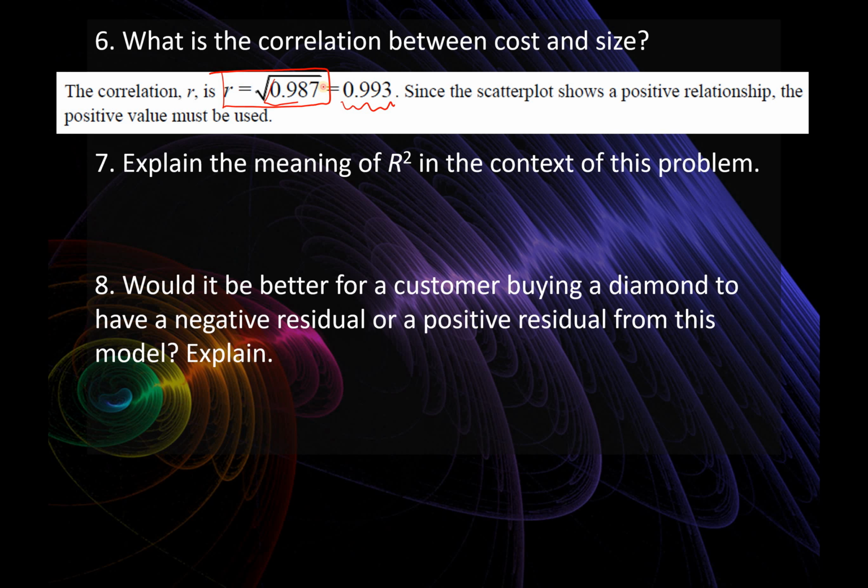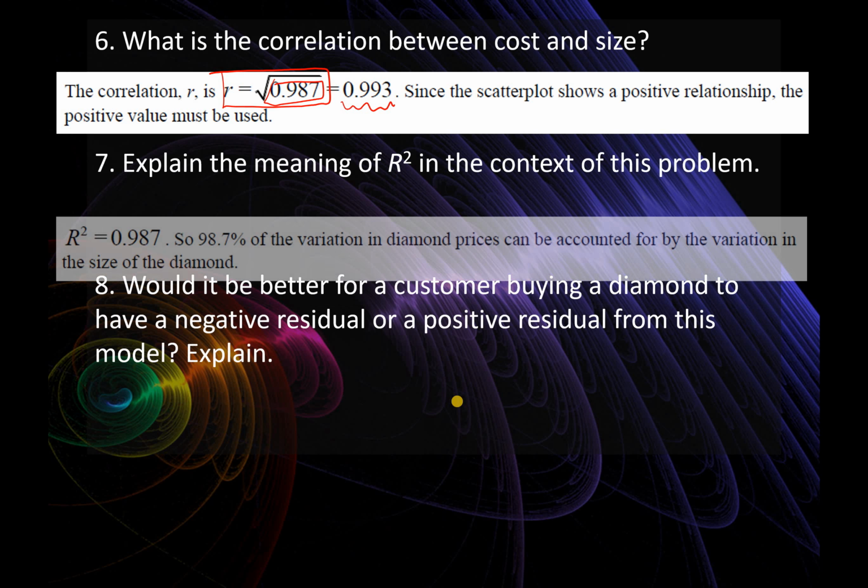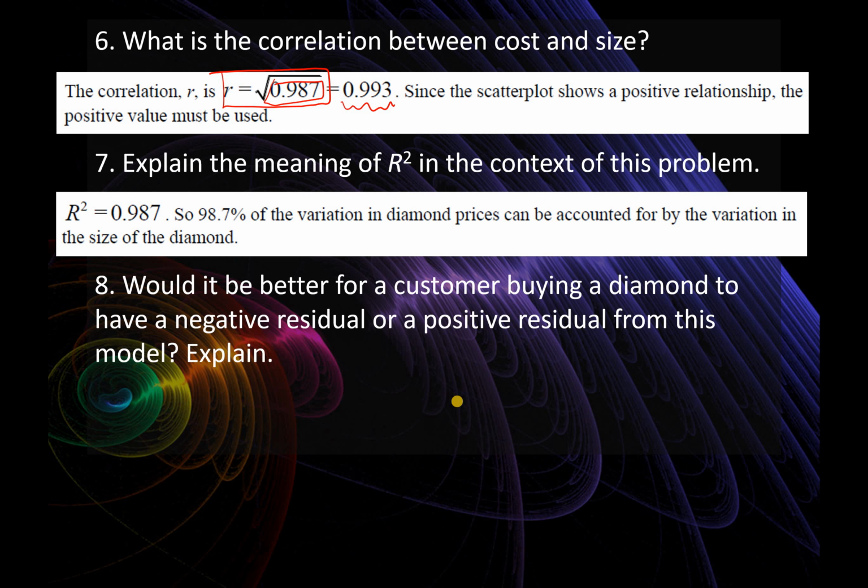Now, R squared, which is that portion inside there, that is the percent of variability in diamond prices that can be accounted for by the size of the diamond. So the percent of the variation in diamond prices, that's my Y, that can be accounted for by the variation or change in the size of diamond, that's my X.